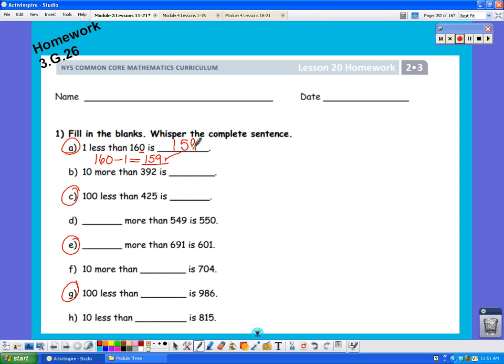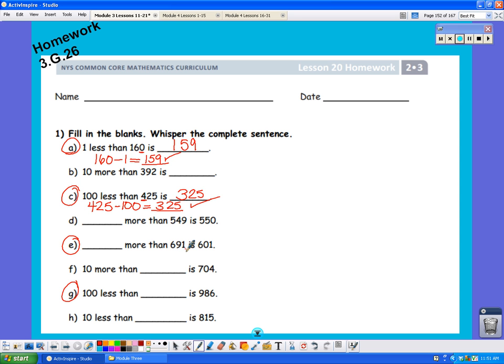Let's move to part C. 100 less than 425 is. I know I'm going to be working in the hundreds place, and if I take away 100 from this number, I will get 325. Or I can use another method and set up my problem. 425 minus 100. 100 less than 425 equals, and if I plug in my answer, 425 minus 100 is 325. It is right.